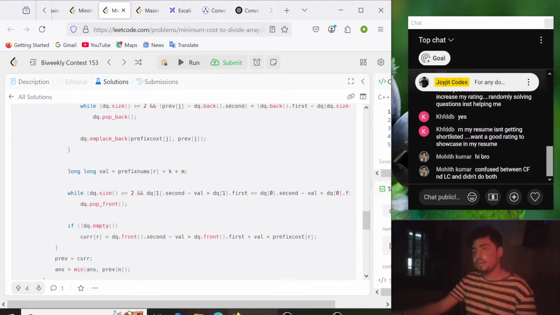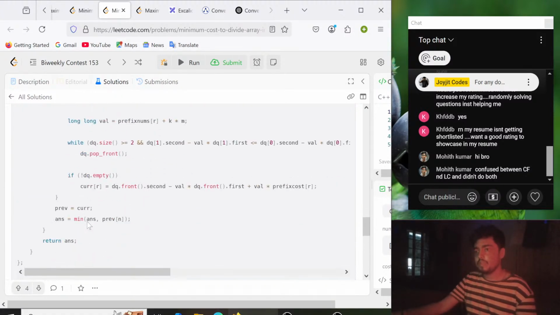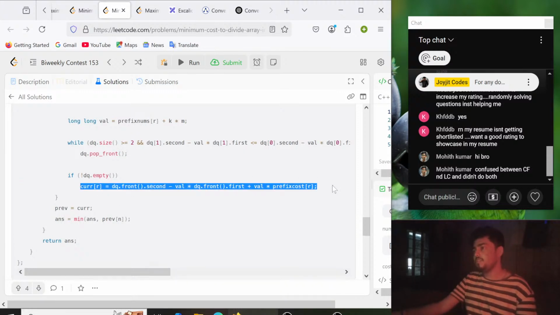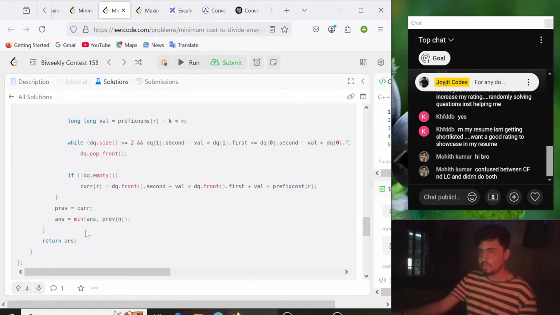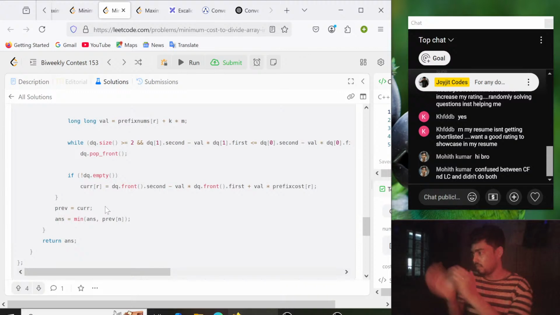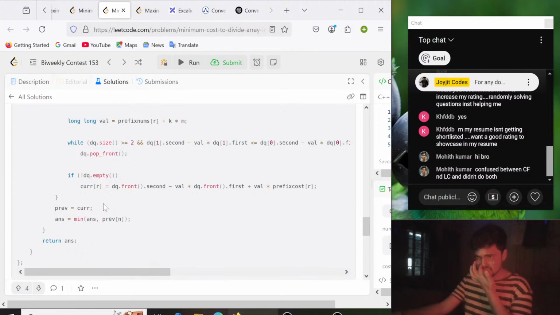Okay, so this is basically the convex hull thing, and if the dq is not empty, you know what the current is going to be. Otherwise, you don't have to worry about the current, okay? And previous is equal to current now, because whatever the current is, for the next one this is going to be the previous. So that is the reason he's updating the previous with current. And the answer is previous of n. So it's basically very simple.